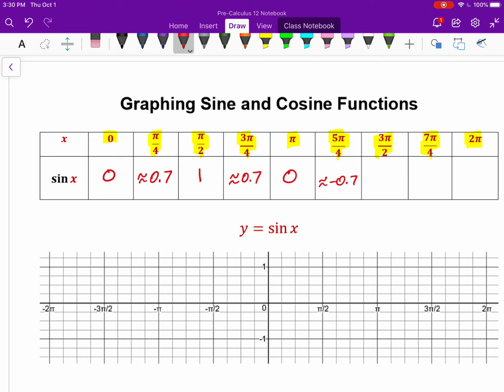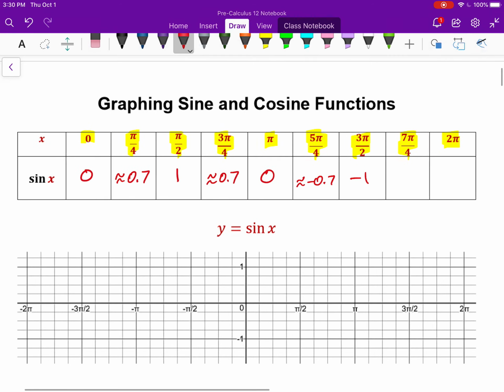3 pi over 2 is between the third and fourth quadrants, and at that point sine is exactly negative 1. Then 7 pi over 4 is in the fourth quadrant. Sine is negative again, so it's negative 0.7. And 2 pi is coterminal with 0, so sine is 0. Everything I did there, quite quickly I'll admit, goes back to our special angles from Chapter 4.